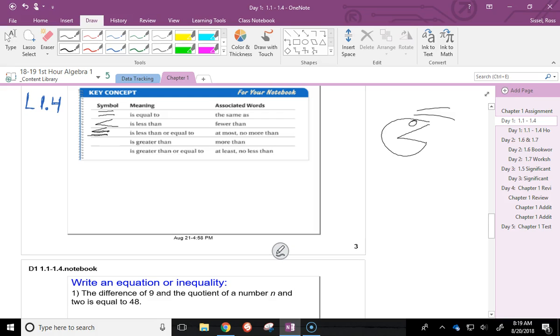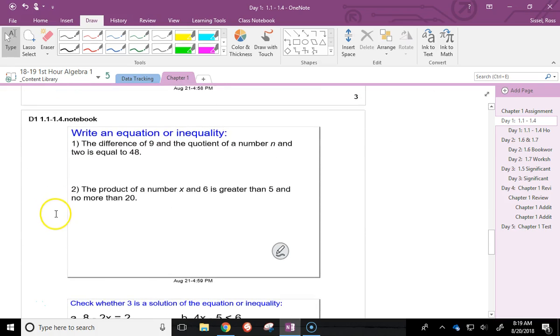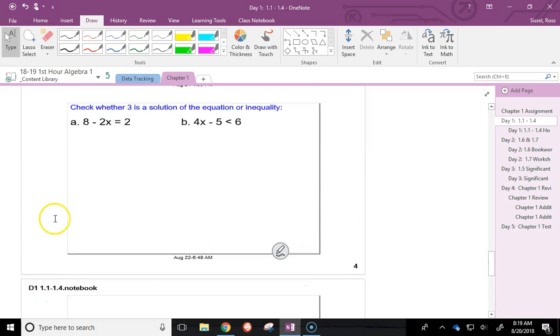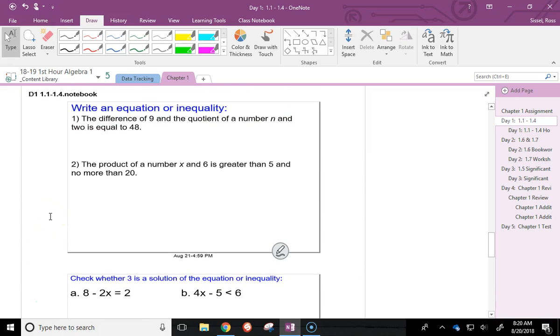And then the bottom two are just the opposite. Greater than, or greater than or equal to. So make sure you understand those. And let's finish up our couple examples right before the bell's ringing.